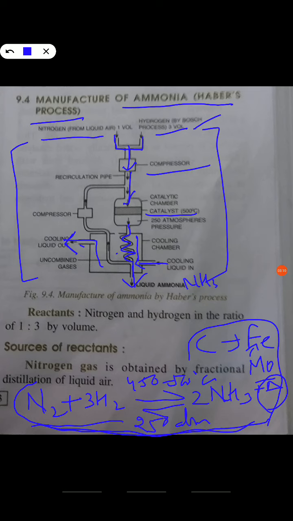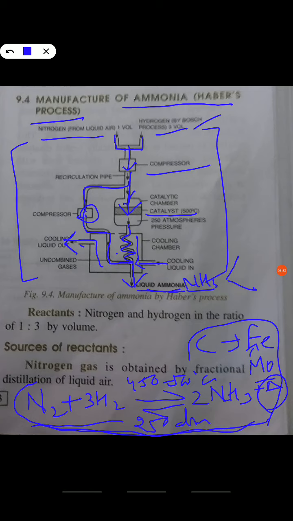How can we collect ammonia? There are 2 ways to collect ammonia. The first way is that ammonia can be easily liquefied. So ammonia will be liquefied and we can collect liquid ammonia, and the nitrogen and hydrogen left in the process can be recirculated back. It will be compressed here and then recirculated again into the catalytic chamber. The other process by which we can get ammonia is dissolving it in water. Ammonia is highly soluble in water, but neither nitrogen nor hydrogen is soluble in water. So we will get ammonia. So there are 2 ways we can obtain ammonia from this process.